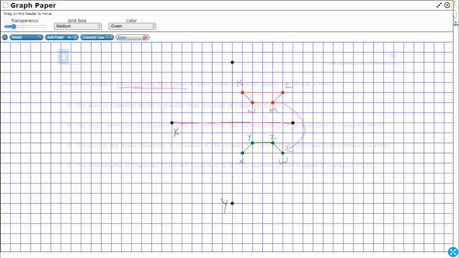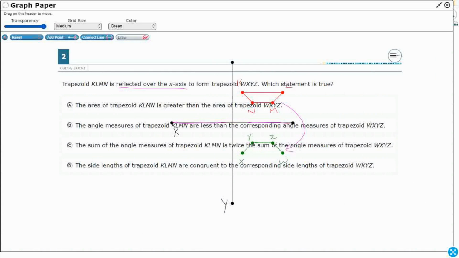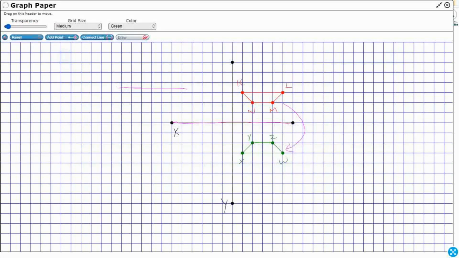Let's see what we should be looking at. So the area of trapezoid KLMN is greater than the area. Well, I can easily calculate the areas because I've got this right here. So my KLMN, right, I've got 1, 2, and then that's a half, right? Those two right there make 3. Okay, so I've got 3 square units.